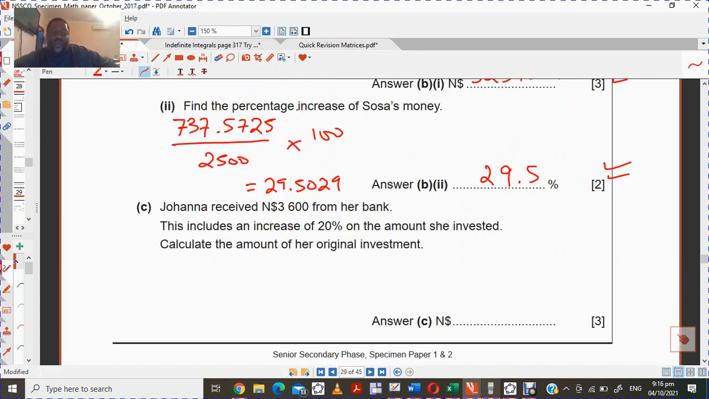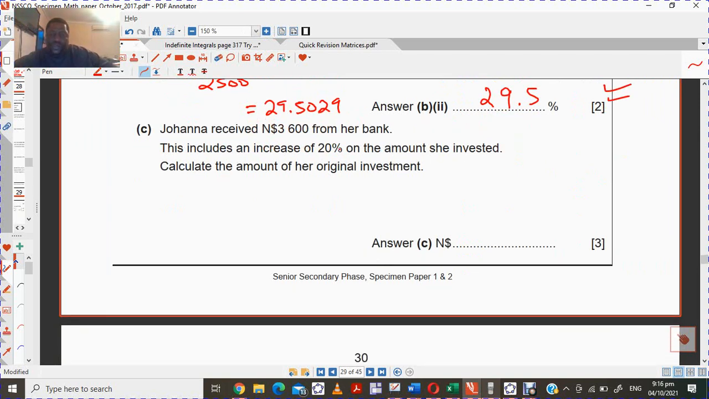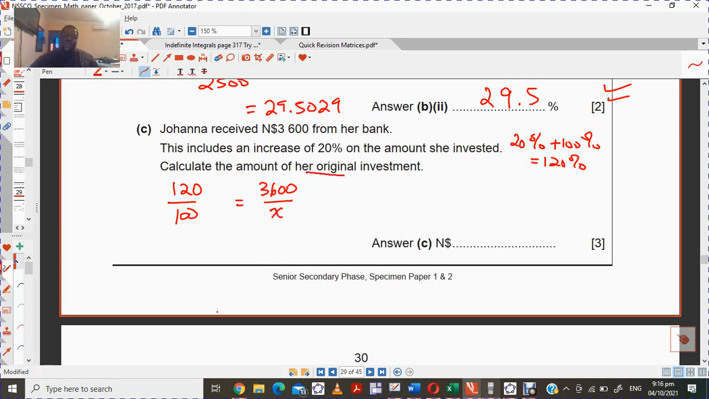Good. So we have got question C here. This is totally somebody different. They say Johanna received 3,600 from a bank. So let me just write what she has. She has 3,600. Okay. This includes an increase of 20%. That means 20% plus 100%, which is 120%. So that means 120% is equal to 3,600 over something we don't know, what is her original investment.